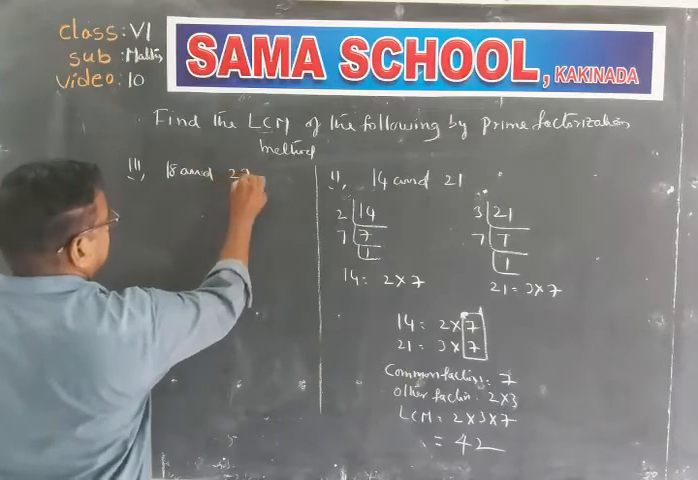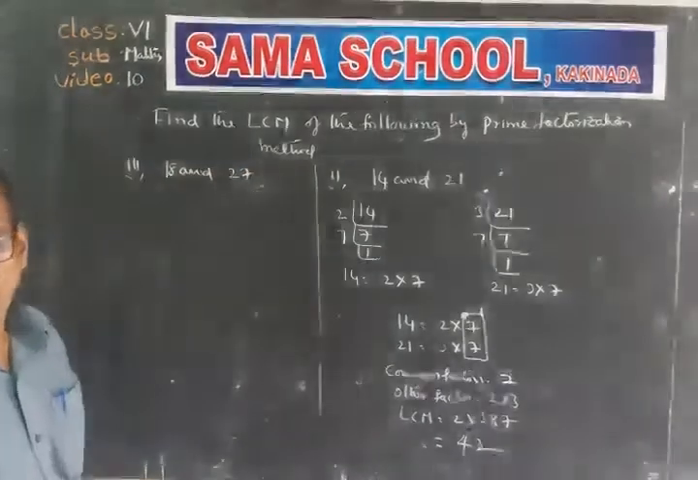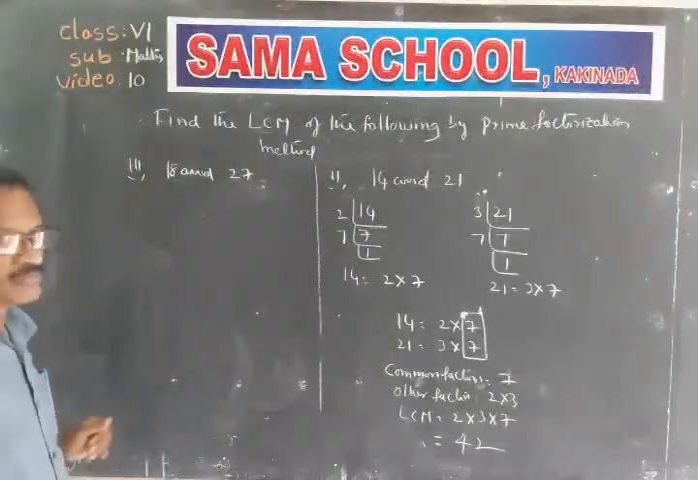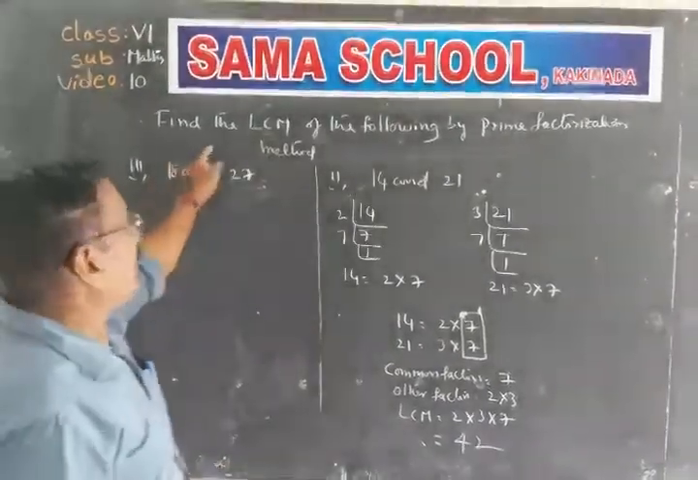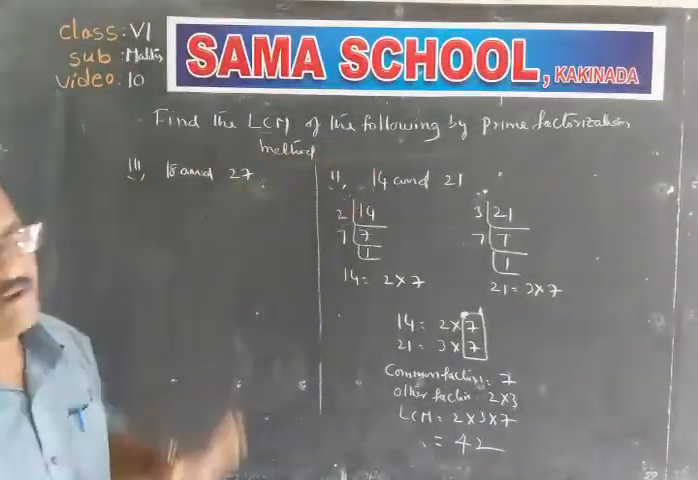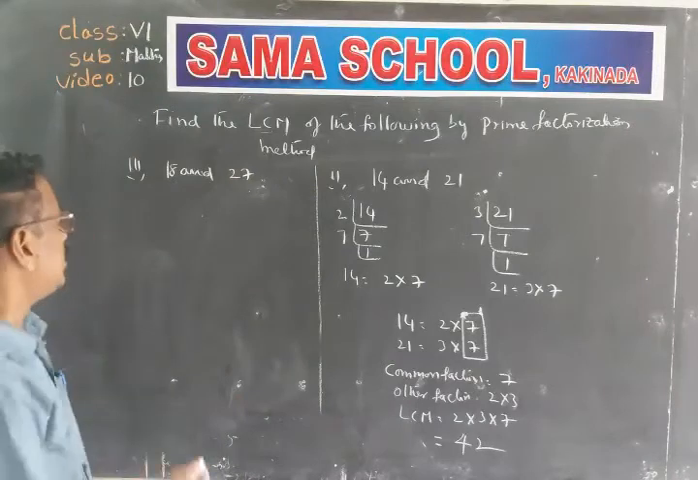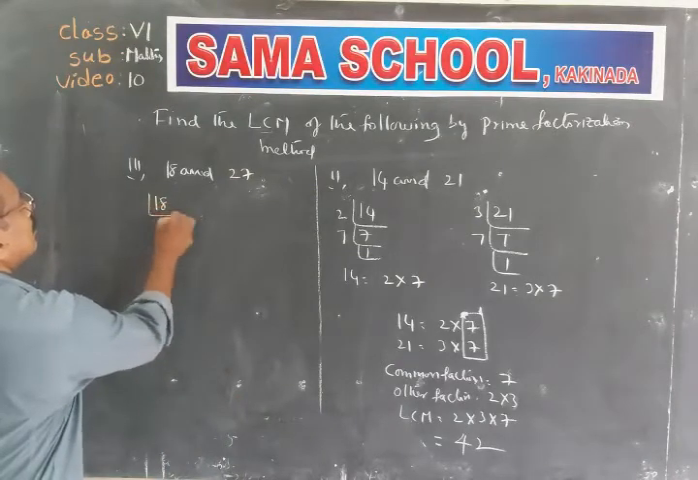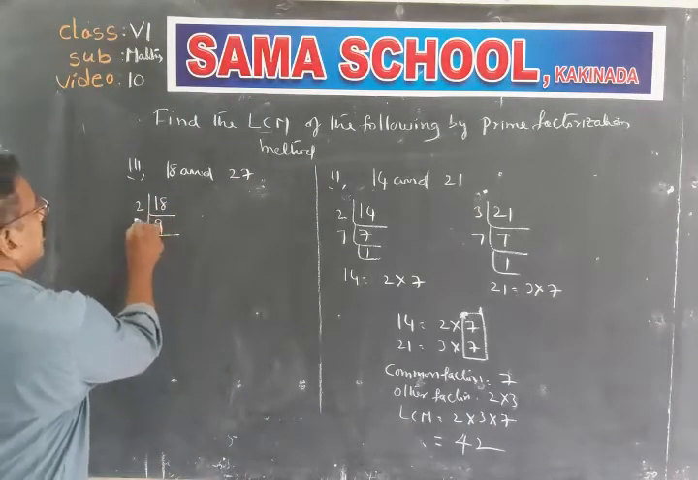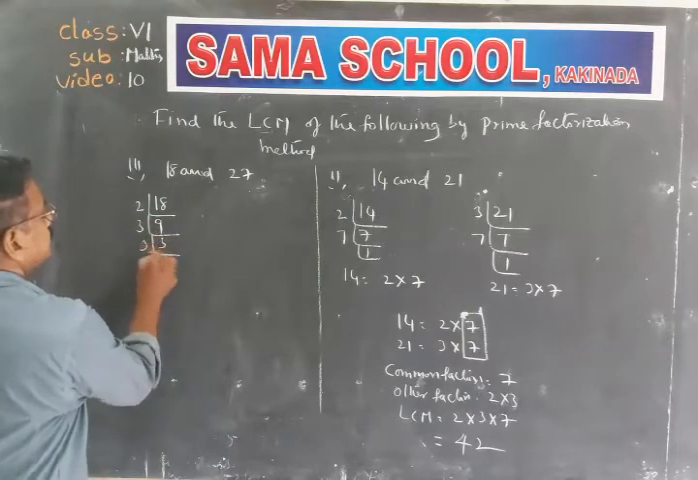18 and 27. Now 18 and 27. This is: find the LCM of the following by the prime factorization method. Okay. Now 18: 2 9s are 18. 3 3s are 9. 3 1s are 3.